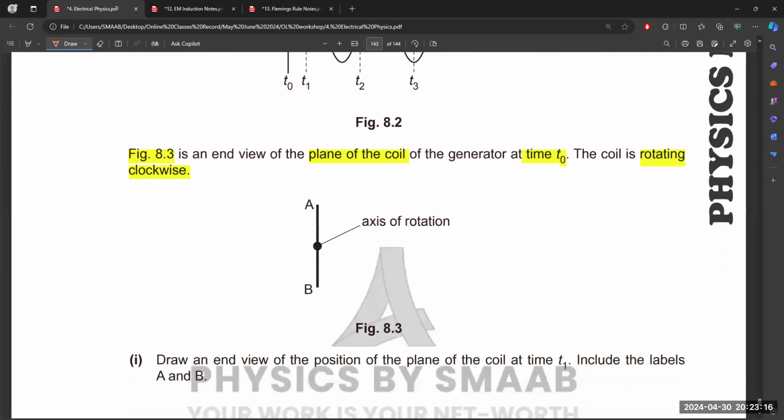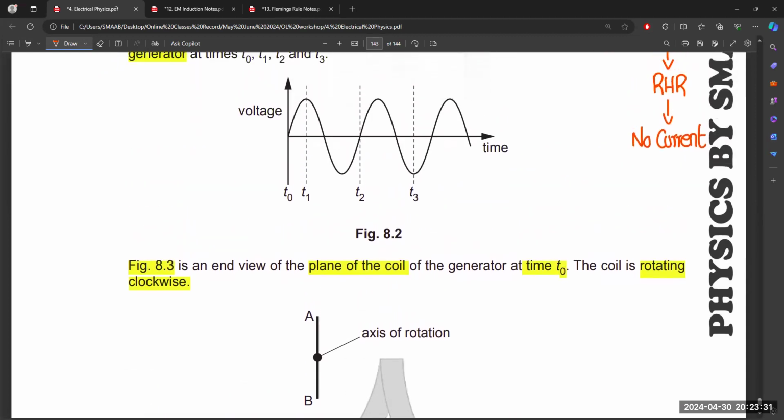So this is the coil, right? Initially the coil is in this position. We have point A on top, point B at the bottom, and this is the axis of rotation. And around this axis, AB starts to rotate. They mention at time t equals 0, and at this point the axis of rotation is given.